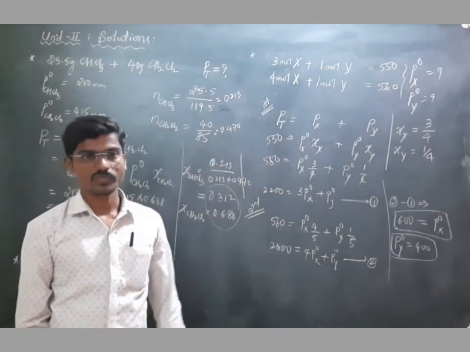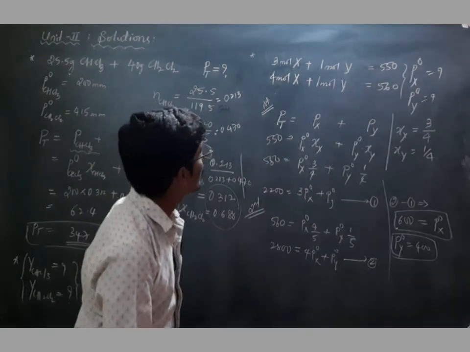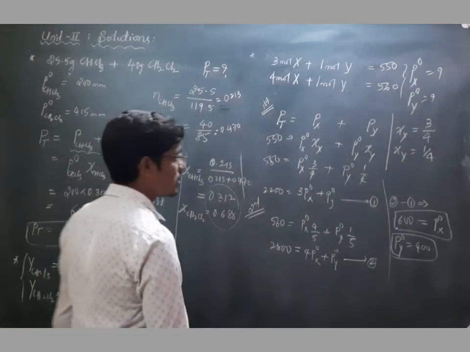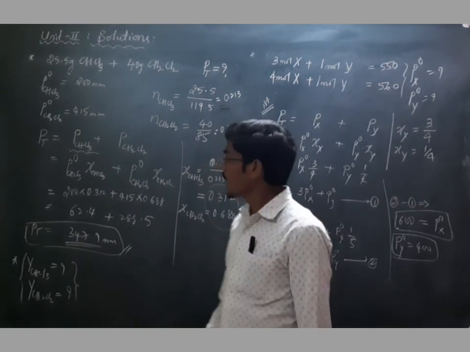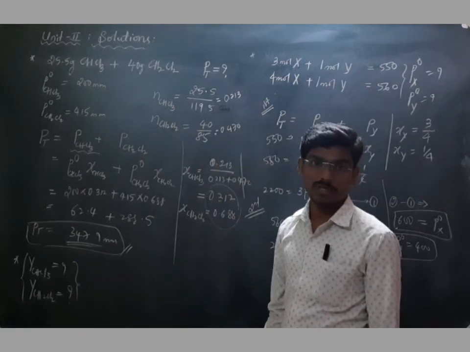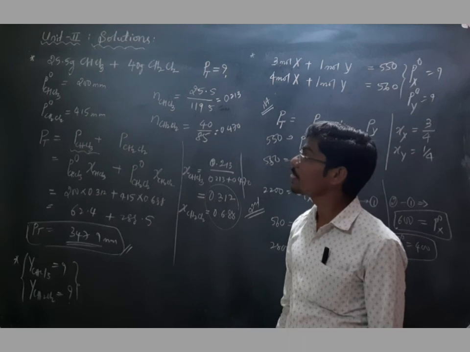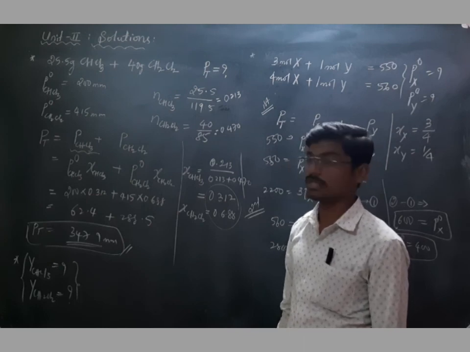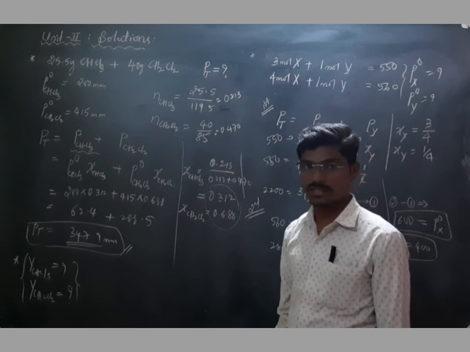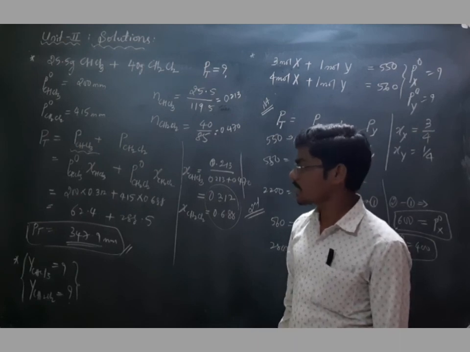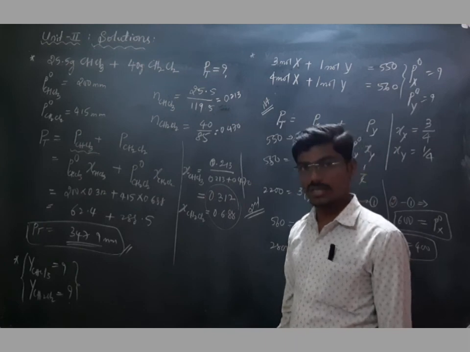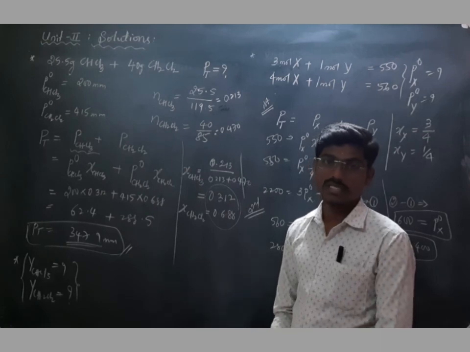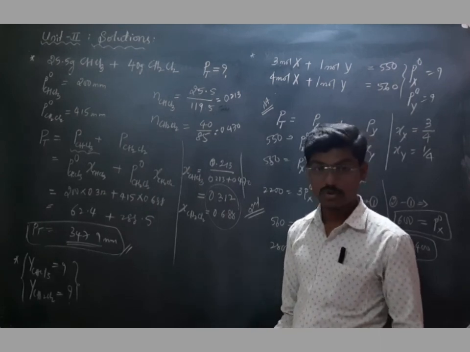Is it clear? Yes. So note the formula and answers, verify the calculations, and solve the remaining problems. The remaining 10 problems you need to solve today itself, and by evening you can send the answers. In the next class I will do more DPP on this concept and will go for the second colligative property, that is elevation in boiling point. Okay, thank you.